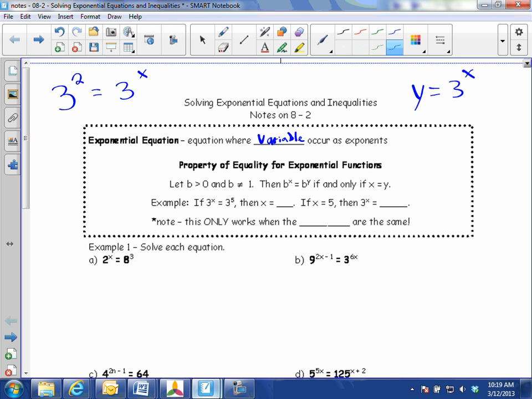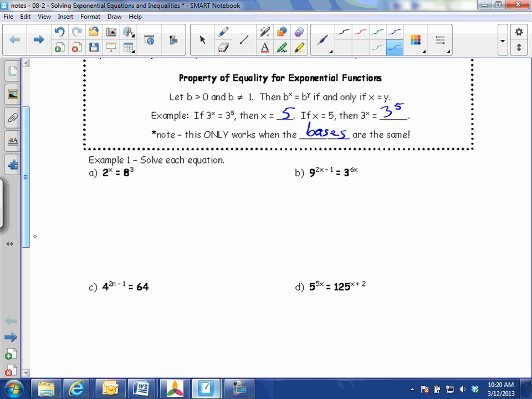Does this make sense in what they're saying? It says, for example, if 3 to the x equals 3 to the 5th, then x equals 5. And I will note down here, this only works when the bases are the same. You have to have the bases the same, otherwise you can't do that. The bases are like these 3's, whatever that is to the power.